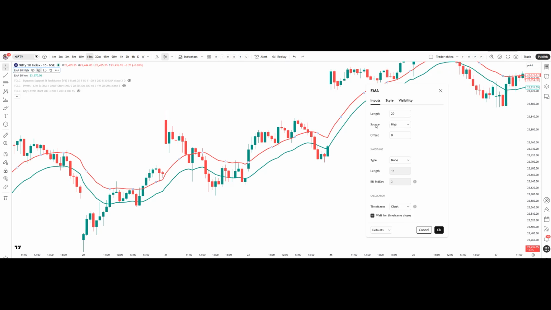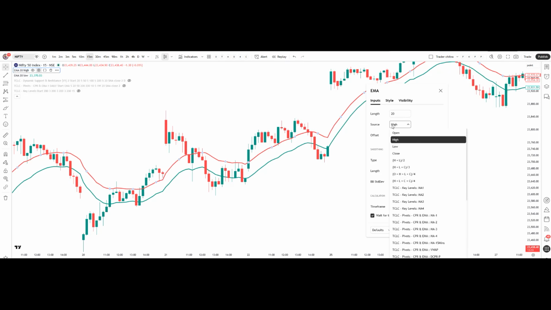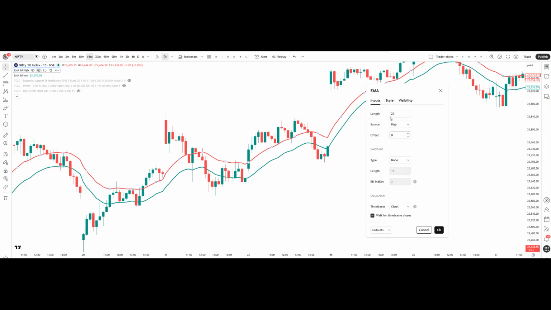20 moving average. Under source there are many options, so we are going to add the high, and the next moving average I'll be showing with the low. So here we have to select the high. Under the style I have mentioned the source as high, and I have mentioned the color as red.